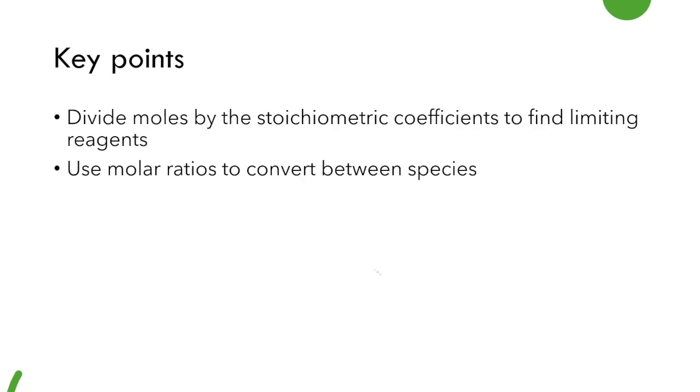Taking a look at our summary. Remember to divide moles by the stoichiometric coefficients to find the limiting reagents. When you do that, you'll get one number for every single reactant, and you'll want to choose the lowest number. The lowest number is going to correspond to your limiting reagent. And then use molar ratios to convert between species. Remember to put the one that you're solving for on the top.